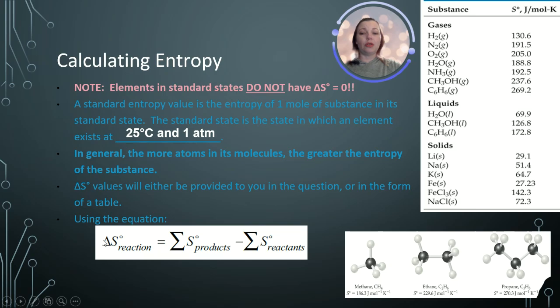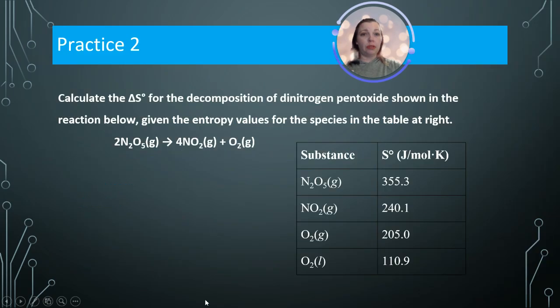So using this equation, we've seen this equation before, we use the same equation with enthalpy. You can calculate the change in entropy of a reaction by doing the sum of the entropy of your products minus the sum of the entropy of your reactants. And just like we did with enthalpy, you'll be using coefficients to multiply as well. So we're going to look at that right now.